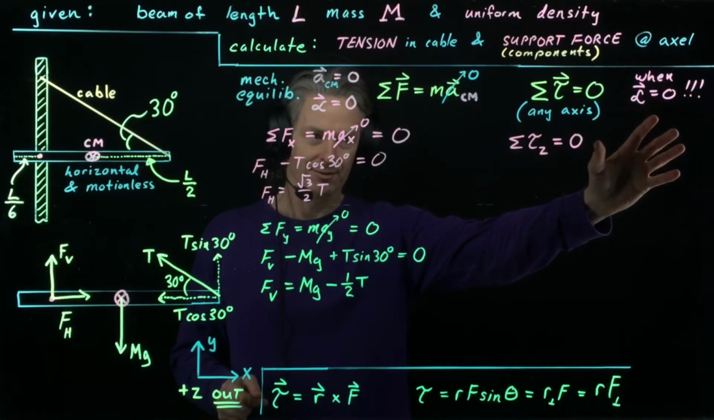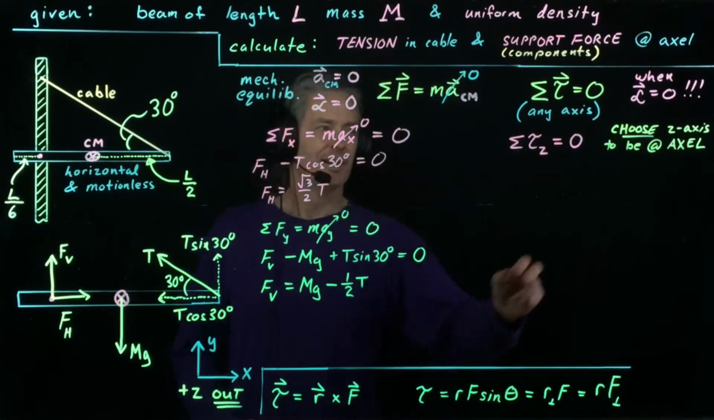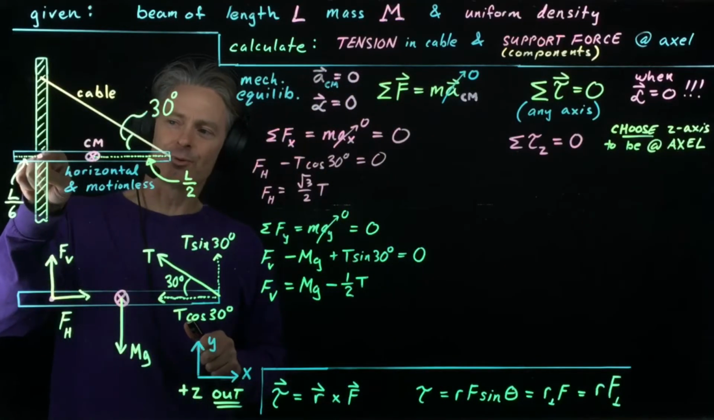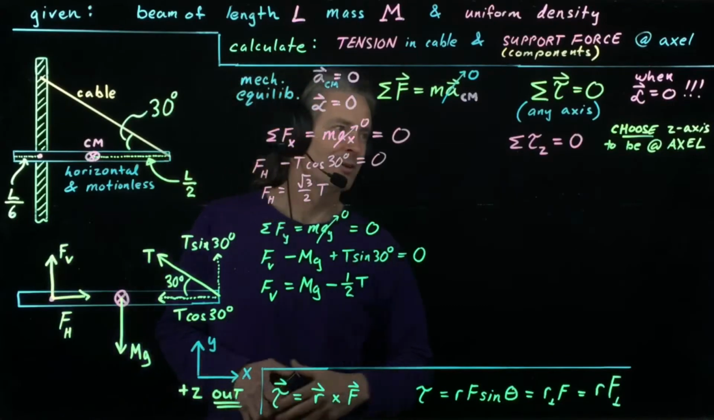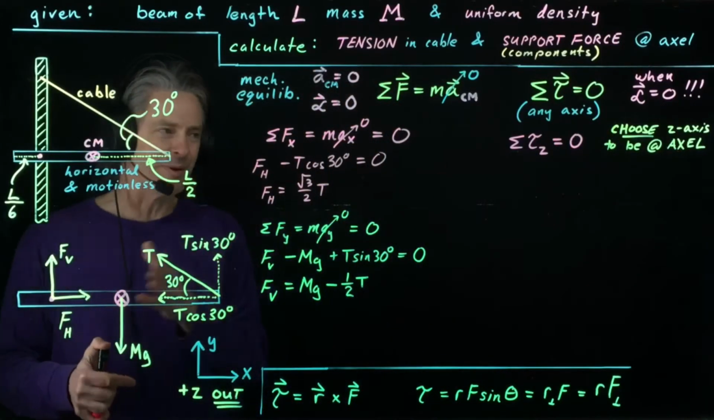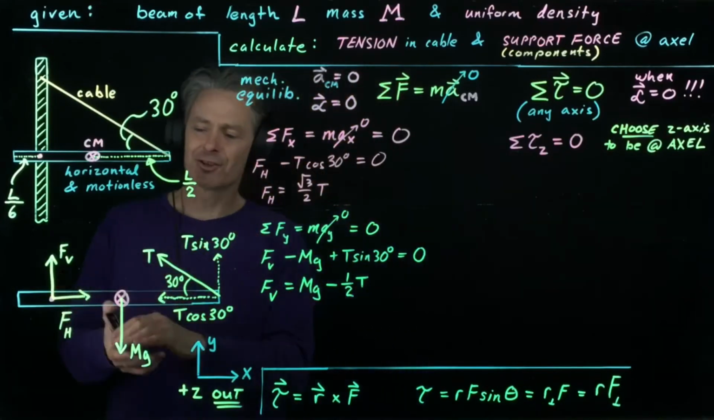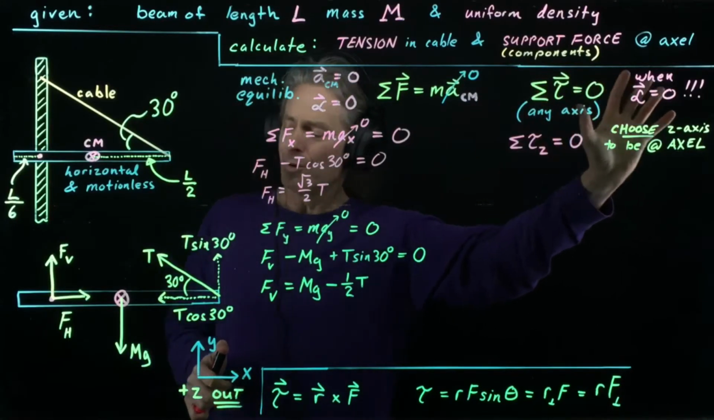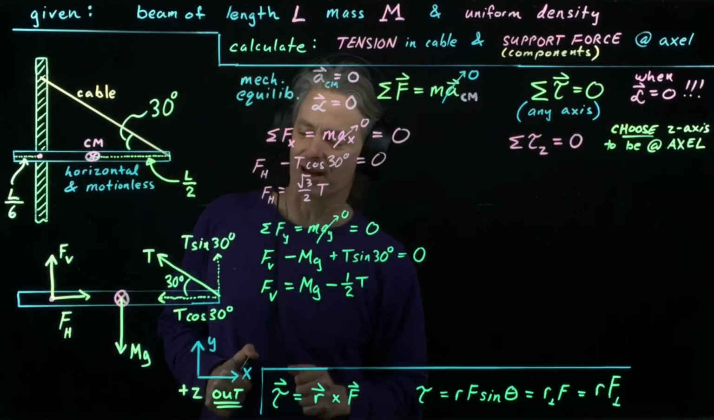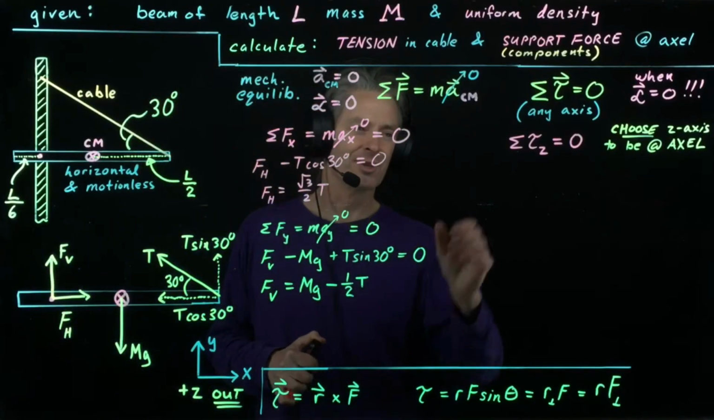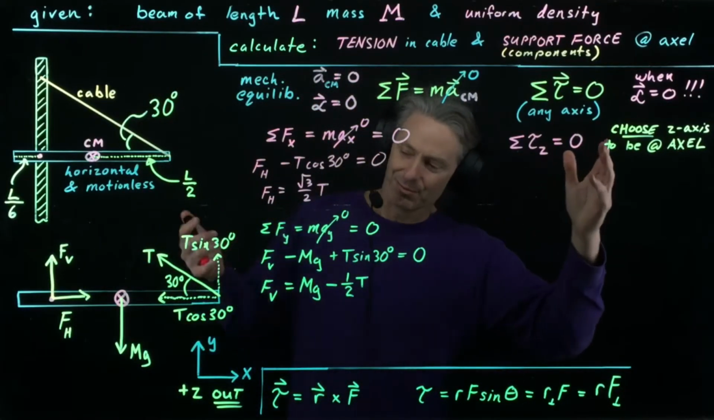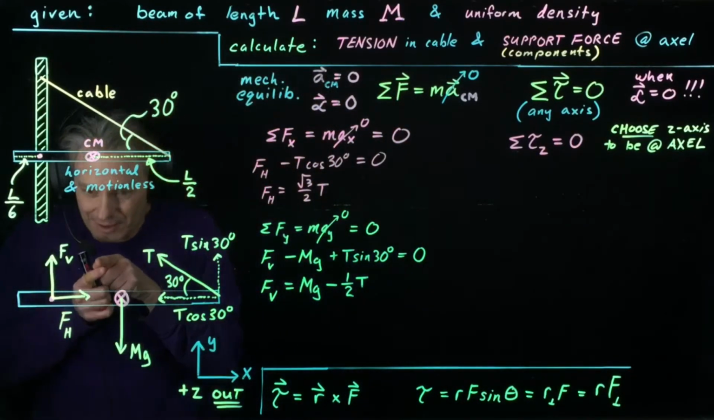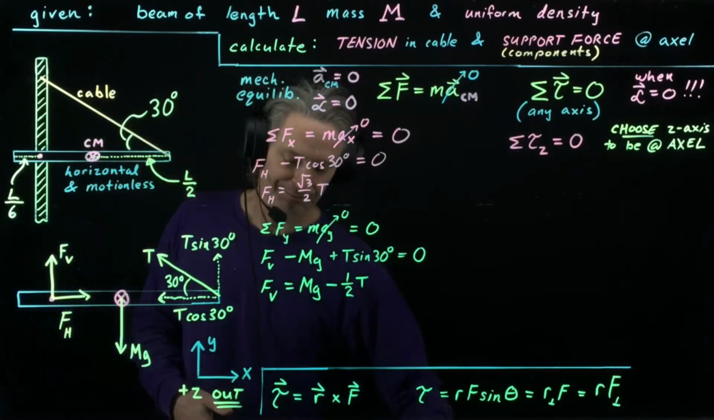Now, I need to be careful. Axle sounds a lot like axis. By axle, I mean this actual axle here, this actual location. By z-axis, that could have been anywhere. The z-axis doesn't have to coincide with the axle. I'm choosing it to coincide with the axle. Once I've chosen a z-axis for this equation, I have to use it for all my torque calculations. In the single equation, I can't go mixing and matching axes. All right, so I'm choosing my z-axis to be right through the axle out toward you.